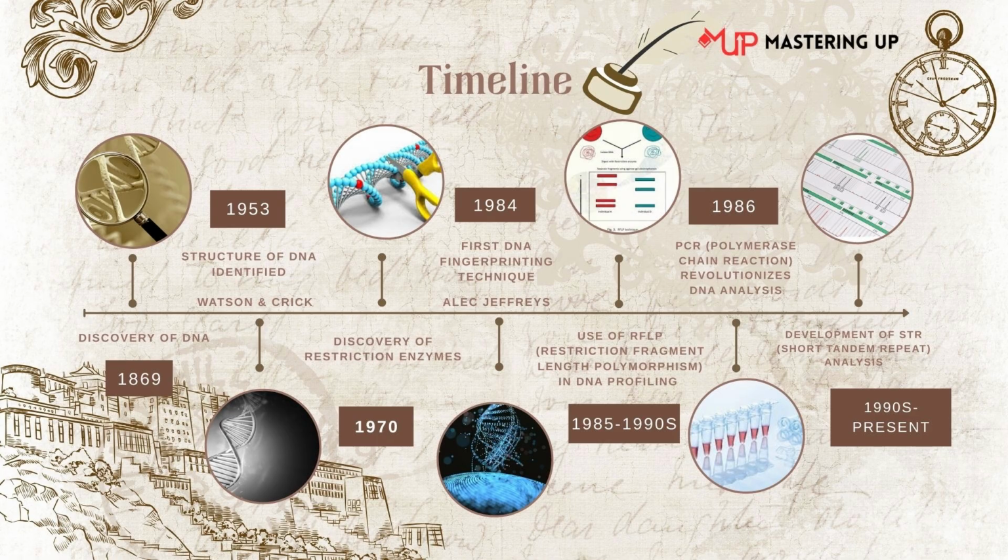1970, Discovery of restriction enzymes. The 1970s saw the discovery of restriction enzymes, molecular scissors that cut DNA at specific sites. This paved the way for genetic analysis. 1984, First DNA fingerprinting technique. Alec Jeffreys. A major breakthrough came in 1984 when British geneticist Alec Jeffreys developed DNA fingerprinting, a method to identify individuals using their unique genetic patterns.